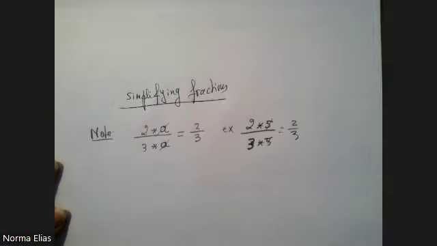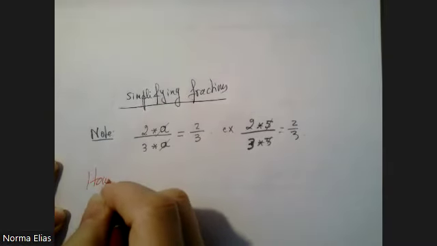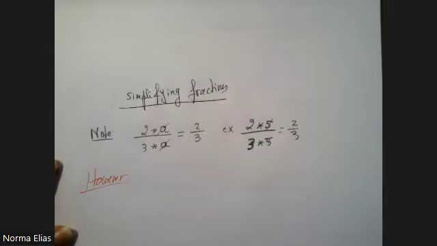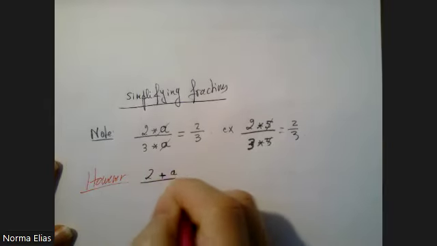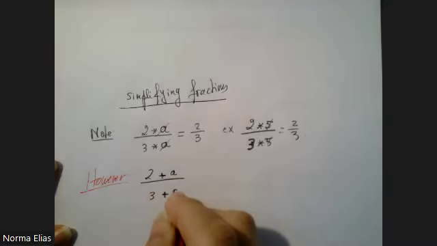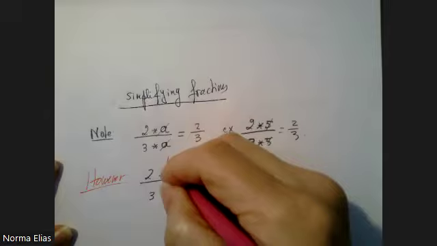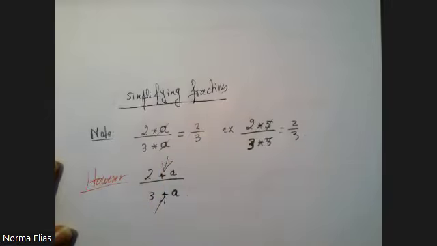Now my question is, however, suppose I have 2 plus a divided by 3 plus a. So be very careful, I have a plus and a plus, not multiplication. Can I simplify this expression? Yes or no? Please, I would like answers. Is there a way we can simplify? Ideas?